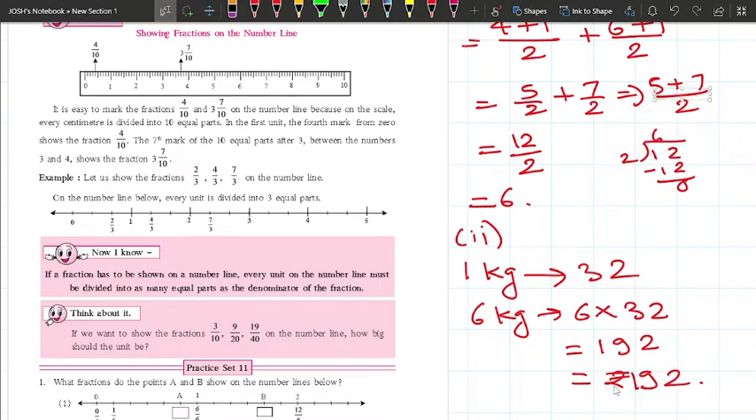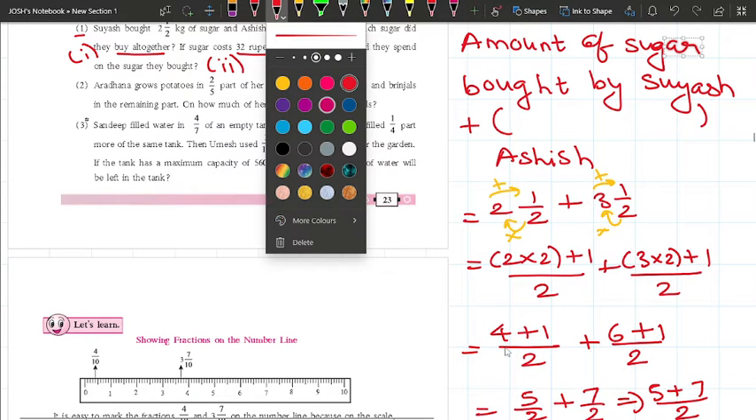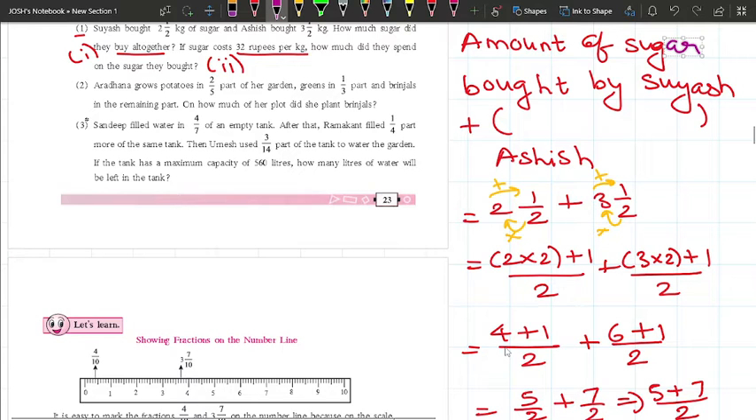You can imagine that you went to buy sugar. 1 kg of sugar costs rupees 20. So how much will 6 kg cost? 6 multiplied by 20, right? Numbers game. That's it. Now we will solve the third question.